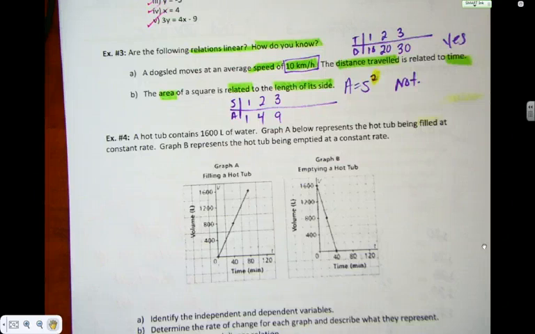I think we did equation, didn't we? Yeah. Graph was the one I was thinking. Tell them how a graph is linear.